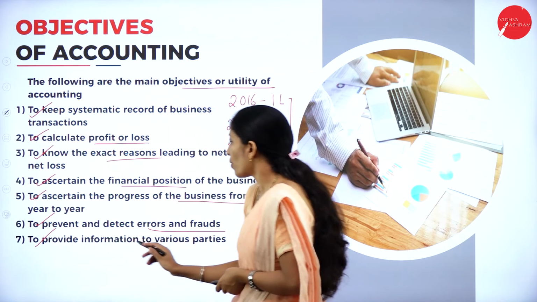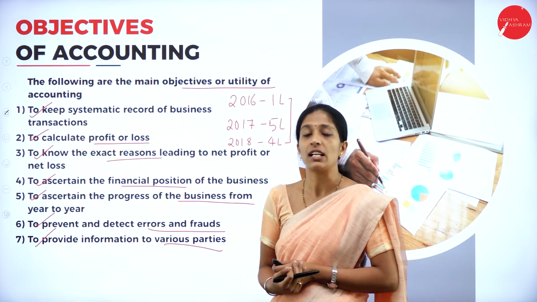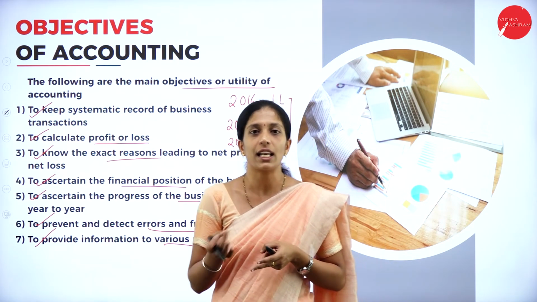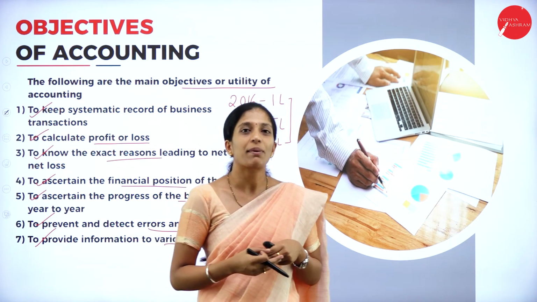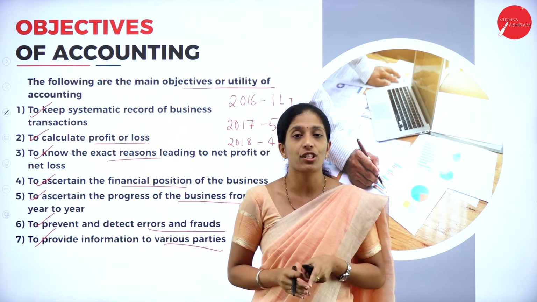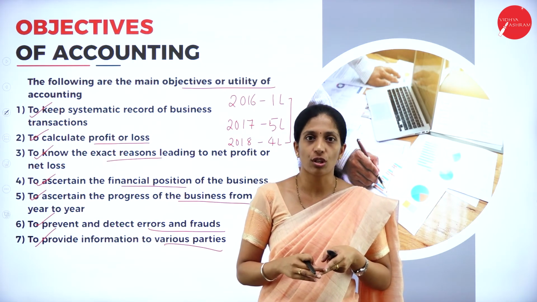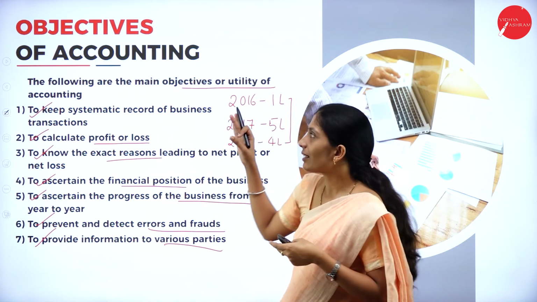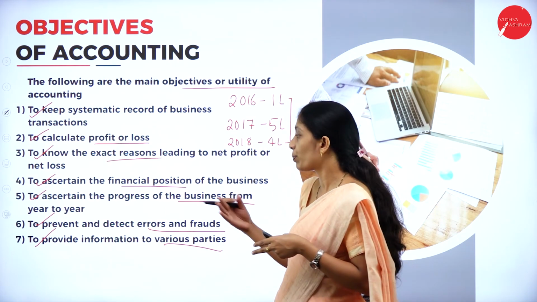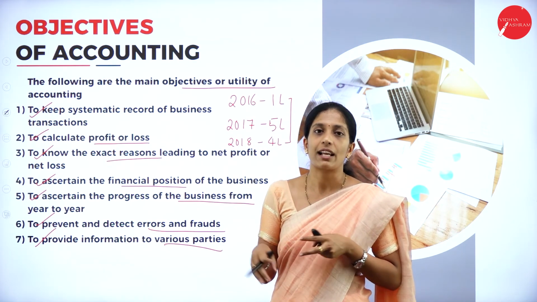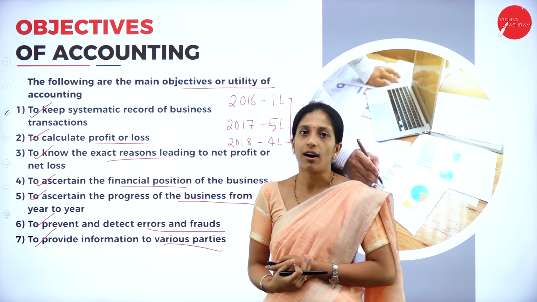And the last one is to provide information to various parties. It's nothing but the various users of accounting information. They may be internal users or external users who are completely dependent on accounting information. I had given the best example of shareholders and financial institutions. In the same way, there are a number of customers who want to know about the financial position of the business. So these are a few objectives of accounting. The last objective was to provide information to various parties like internal users or external users.